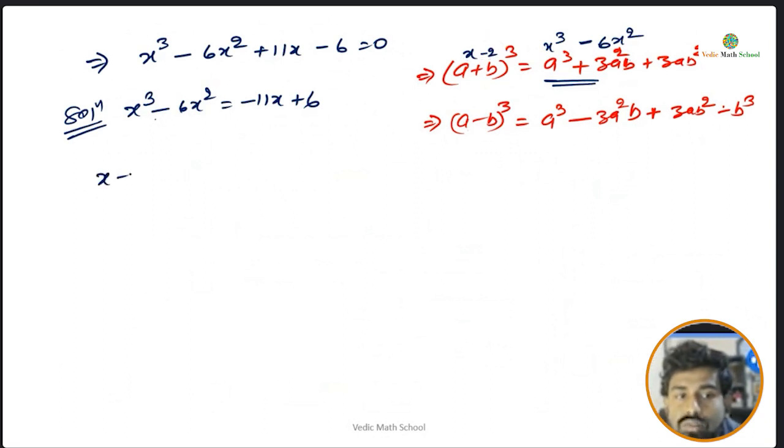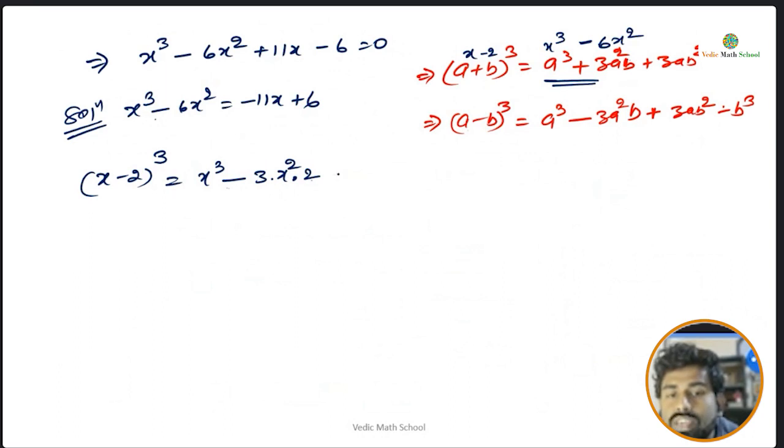So now this is the value we have to take. I'm writing the formula x minus 2 whole cube. If I solve this, x cube minus 3 into x square into the value of b. The value of b is 2, because I already took the minus, so I'm taking only 2. Now again plus 3 into x into b square. Because of b square, minus 2 will become plus 4, and that is the reason this is only plus. Now minus b cube, because b is already negative, it will become minus 8.